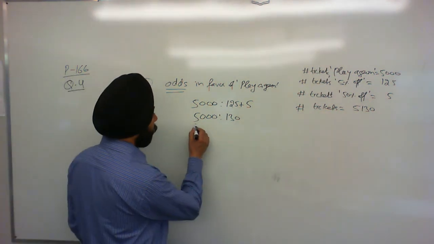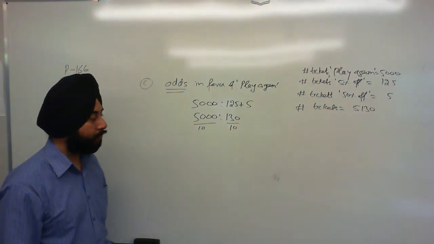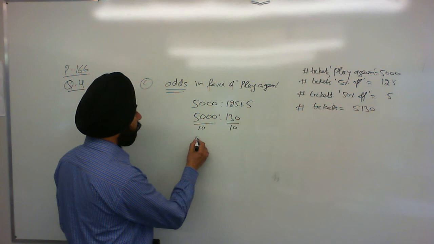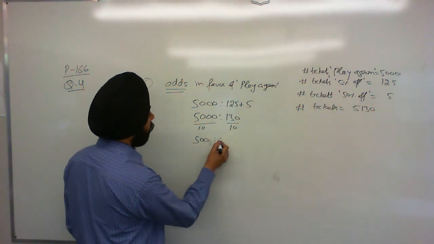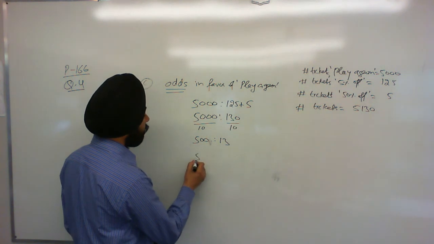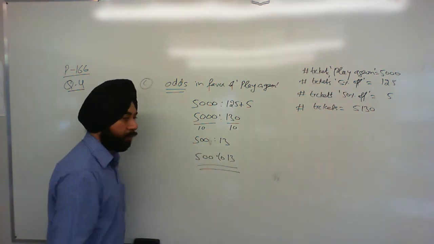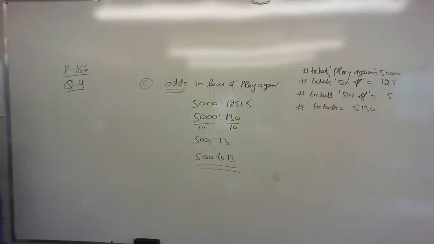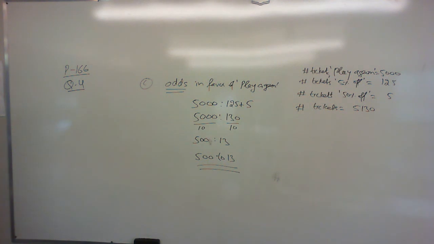You can divide both of them by 10 because 10 is a common factor. When you do so, you get 500 to 13. These are the odds in favor of getting a ticket that says please play again.